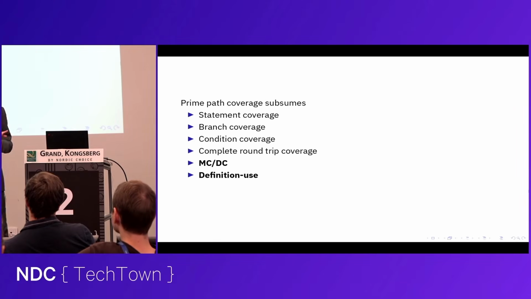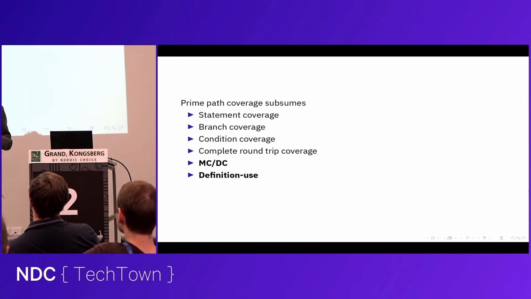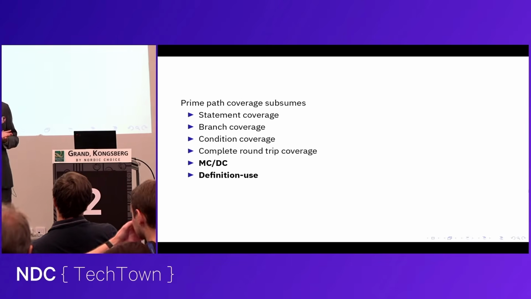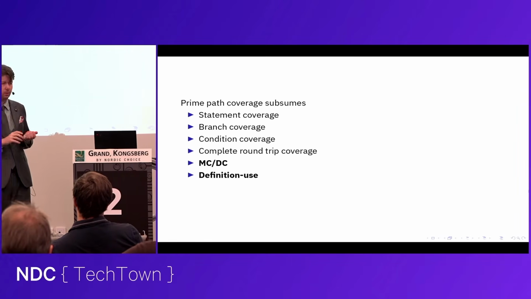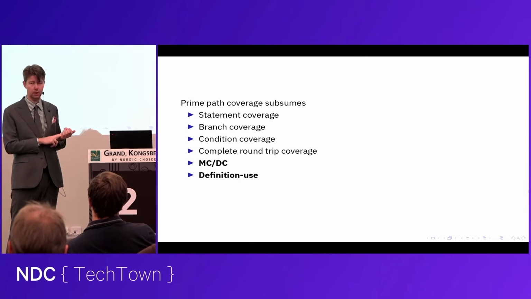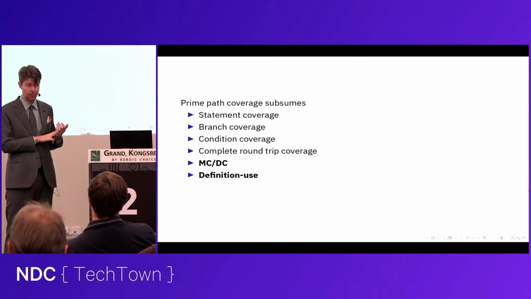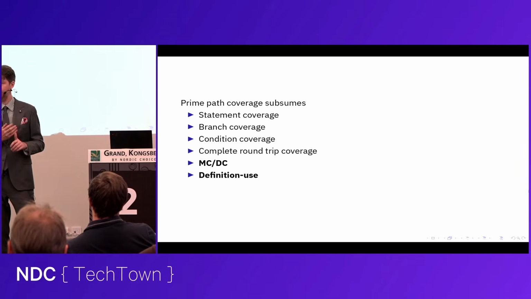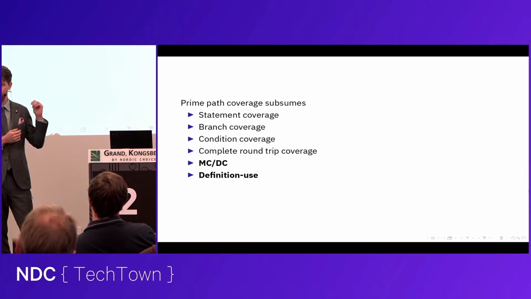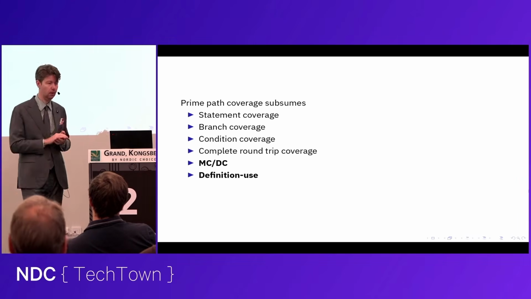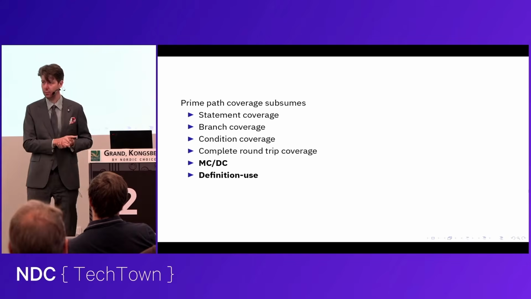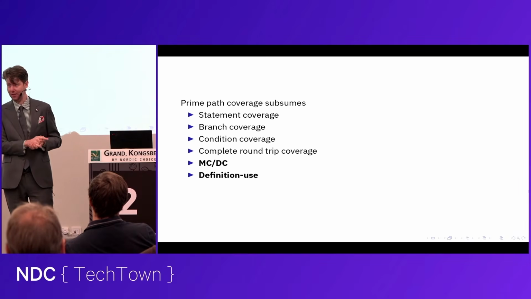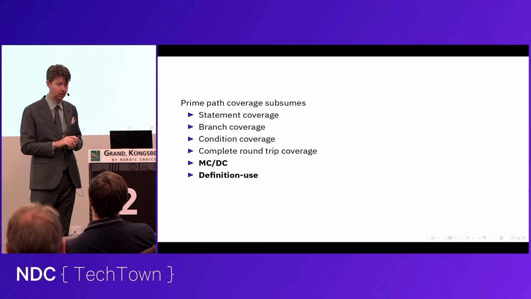It follows. Now, prime path coverage is neat because it's a reasonably simple criterion to explain and understand, while at the same time subsuming statement, branch, condition, round trip, MCDC, and definition use. So if you measure prime paths to 100, you can forget about all of these. Or rather, you've achieved all of these, which is great. And especially the definition use, because I cannot repeat the definition of that thing right now. I have no idea. But it is very useful.